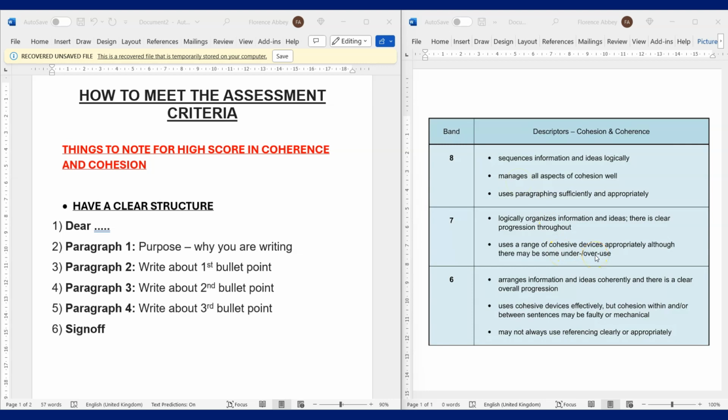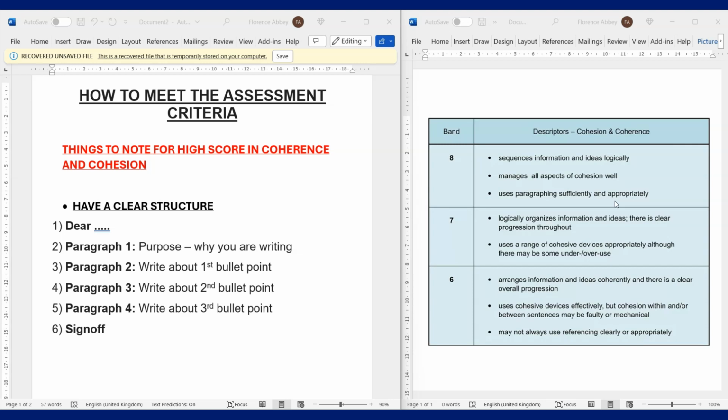Or sometimes the person will use it, but the person doesn't use it more. It's an underuse, so the person underuses them. So there is a range, and you should have a very good way of using the devices. When it comes to a band 8, the person is able to sequence his ideas or information logically, is able to manage all aspects of cohesion very well, and is able to use paragraphing sufficiently and appropriately.